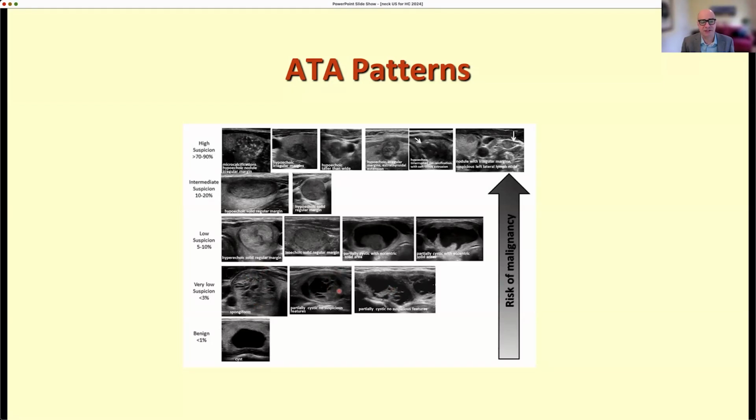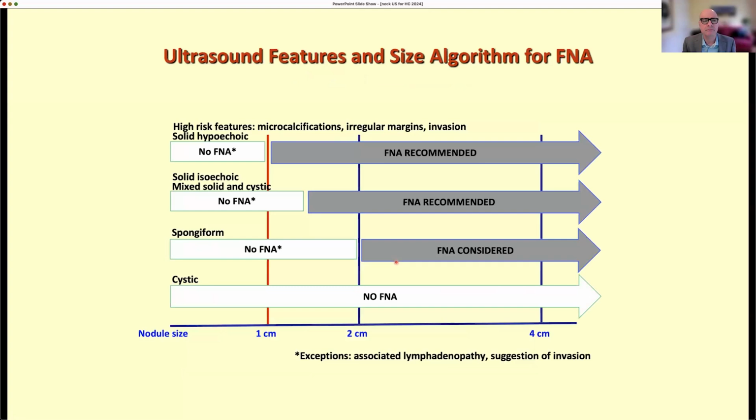And then you have partially cystic with these kind of spongiform regions, and this mostly cystic without this eccentric solid area, where most of the solid tissue is in the center. So those are very low suspicion, and then benign. It's an entirely cystic nodule. And so the ultrasound features help in deciding when to do a biopsy.